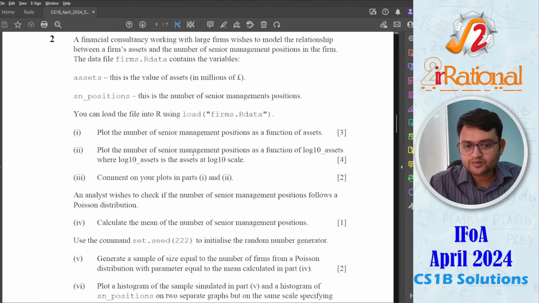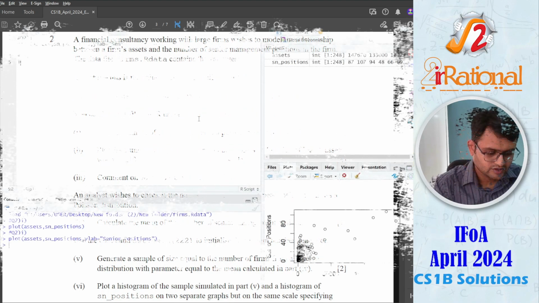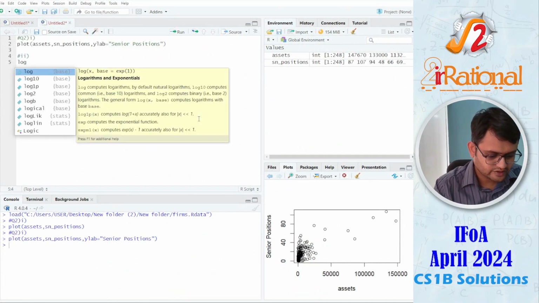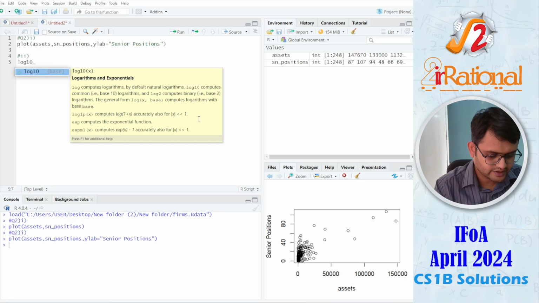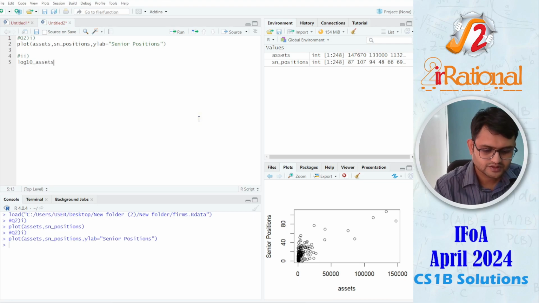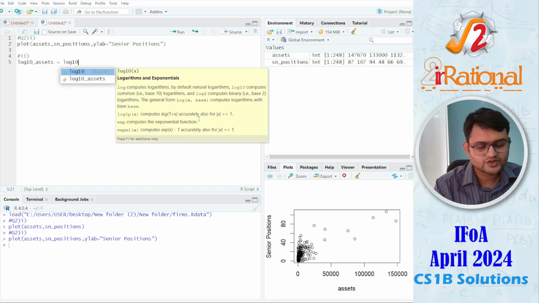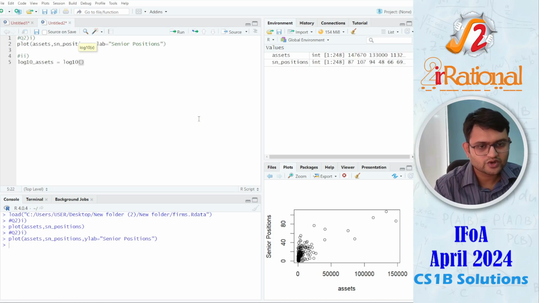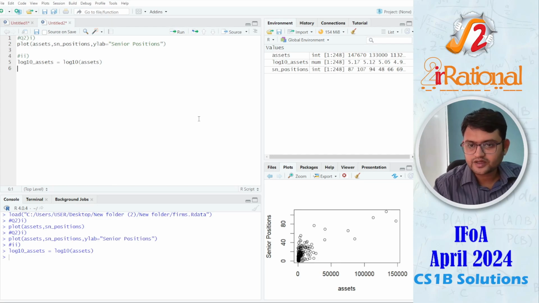Second part, plot the number of senior management positions as a function of log 10 assets, where log 10 assets is the assets at log 10 scale. First I will make that vector log10_assets. That would be log10. Either you can use log and then change the base to 10, or you just have log10 as your function on assets. And here we go. We are going to now use that to plot.